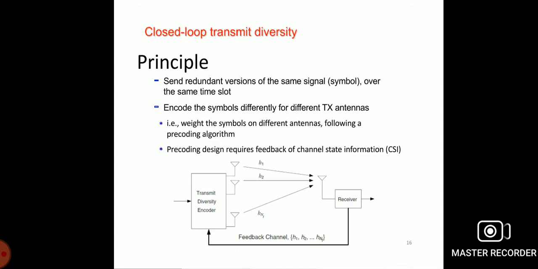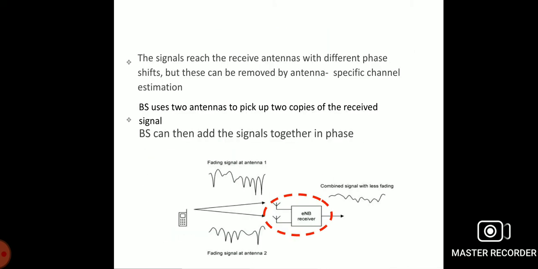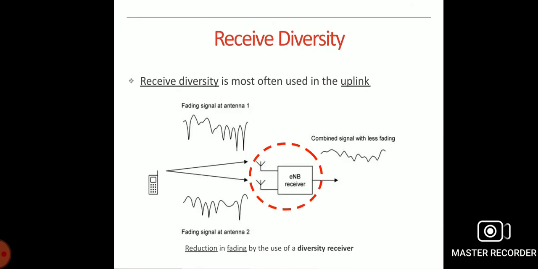Now we can move to the receiver diversity method. This method is more often used in the uplink or downlink. Here there is a reduction in fading through the use of a diversity receiver. It is a receiving technique, that is, a fading signal at antenna 1 and a fading signal at antenna 2. With two single antennas, two different sets of faded channels can be applied, and we can analyze small scale or large scale fading.